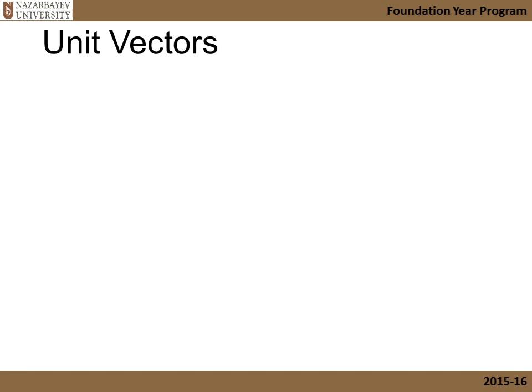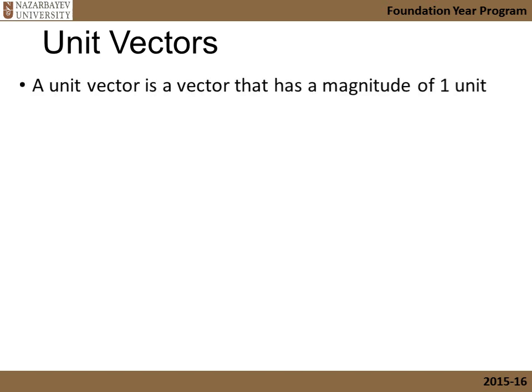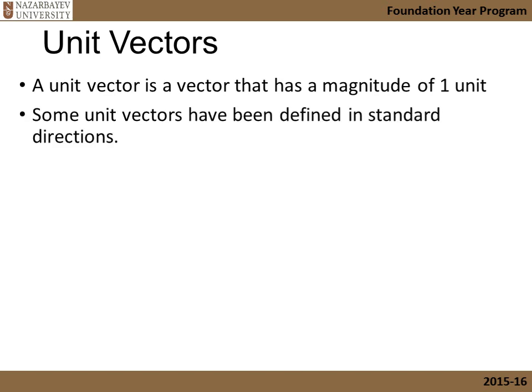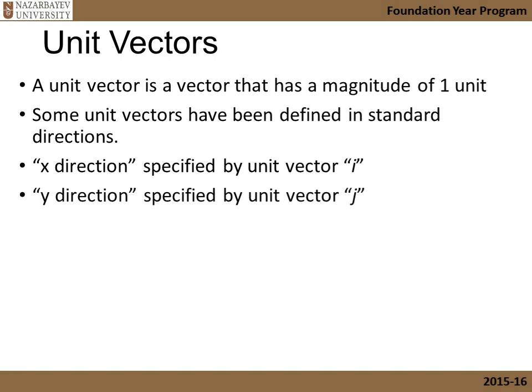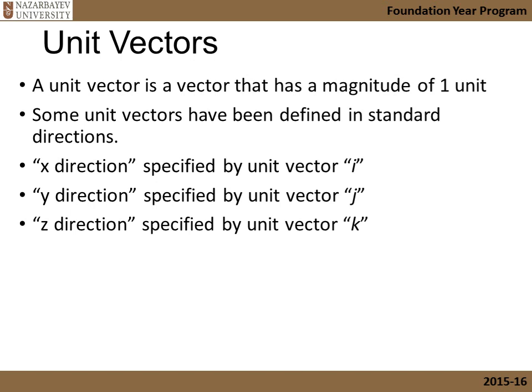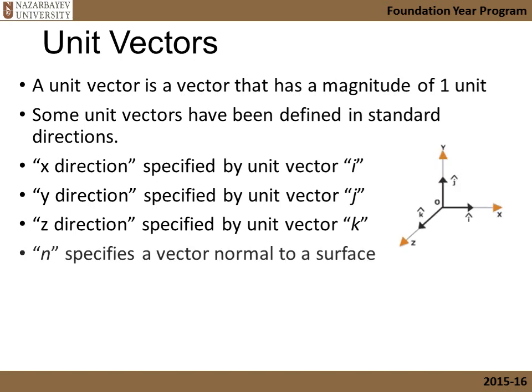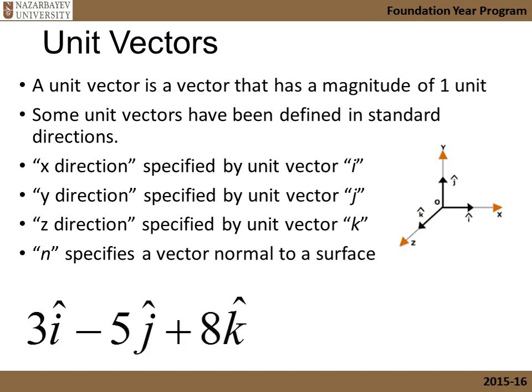Let's talk about unit vectors. A unit vector is a vector that has a magnitude of 1 unit. Some unit vectors have been defined in standard directions. Our x direction is specified by unit vector i, y direction specified by j, and z direction specified by k. We can also specify n as a vector normal to a surface.